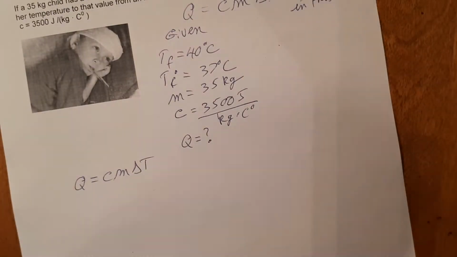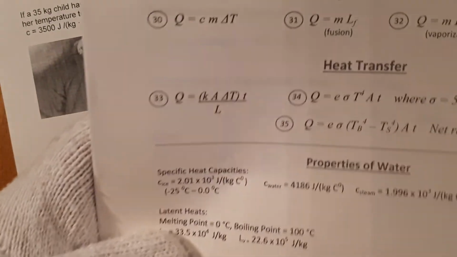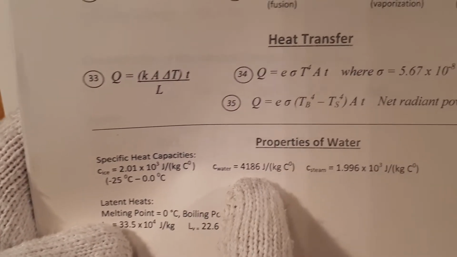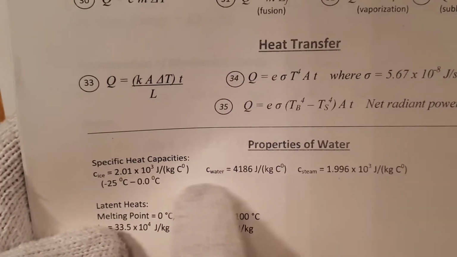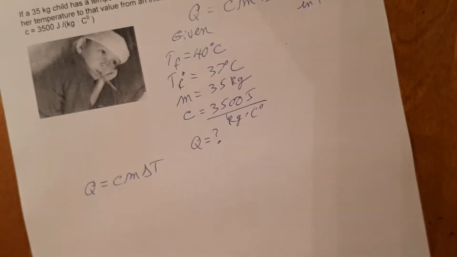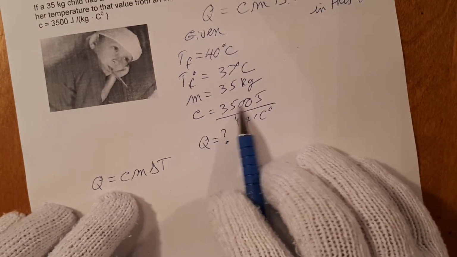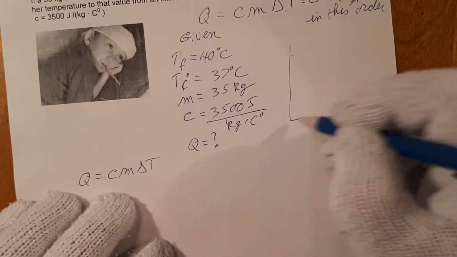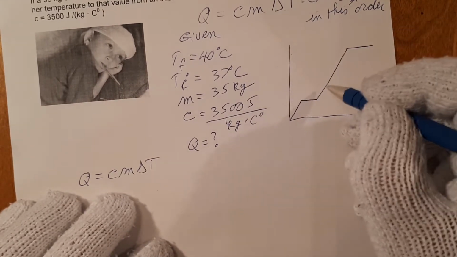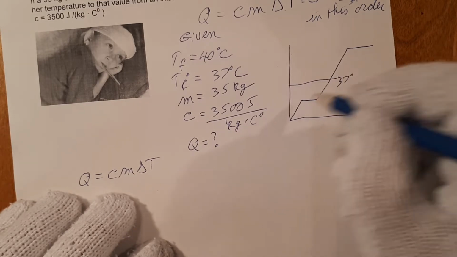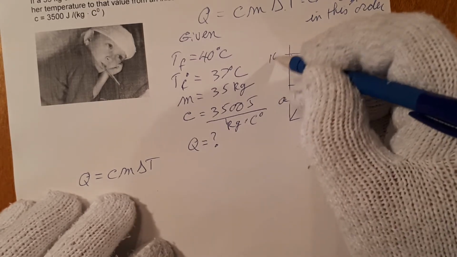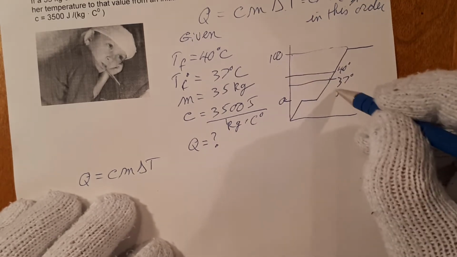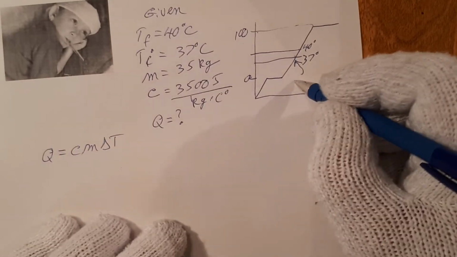We look at our formula sheet. Different values for specific heat capacities for ice and water and steam. Well, we're none of these. So the estimated value of C for the human body is 3,500 joules per kilogram Celsius. If I replicate that diagram, we're going from here, 37 degrees Celsius. This here is 0. We're going to go from 37 up to 40 degrees Celsius, and the equation represents that slope.